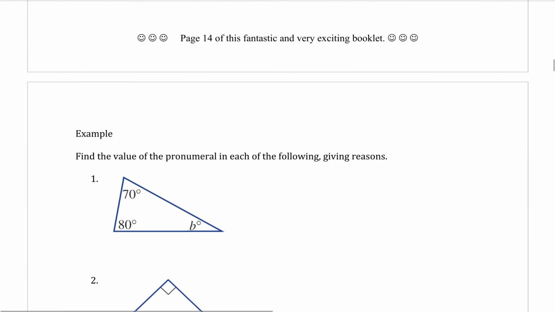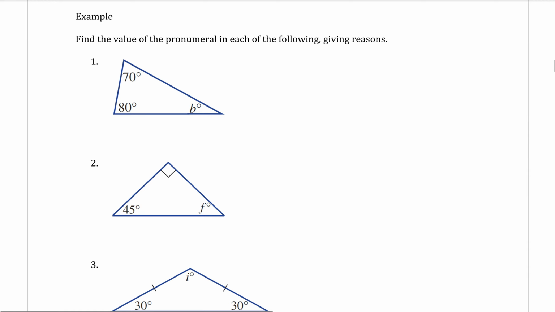Okay, so we want to find the value of the pronumeral in each of the following, giving reasons. Because we know that all of those angles equal 180 degrees, what we can do to find B is start with the 180 degrees and subtract off the other angles. Subtract the 70, subtract the 80.